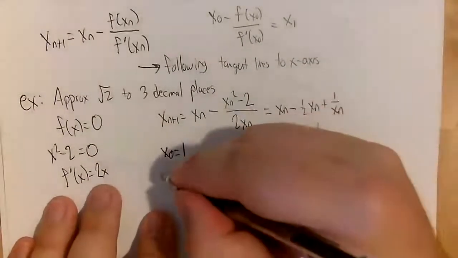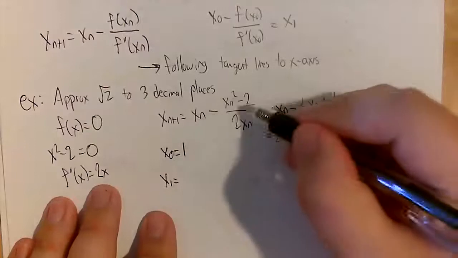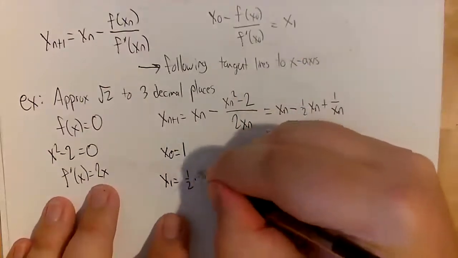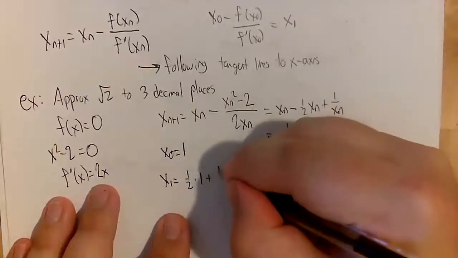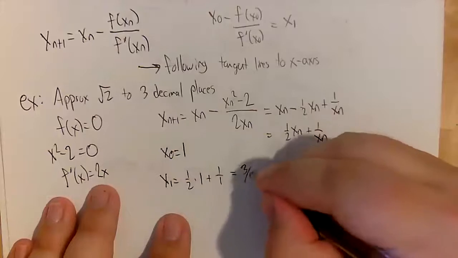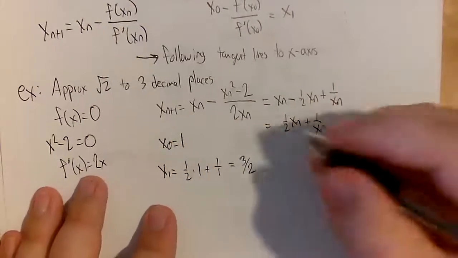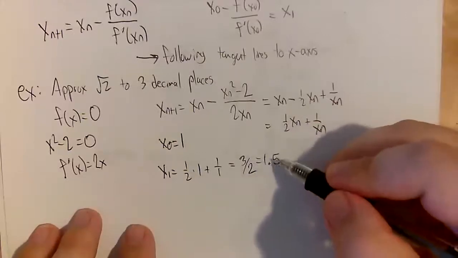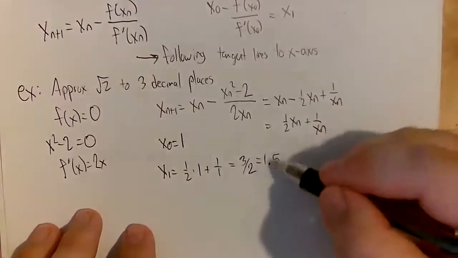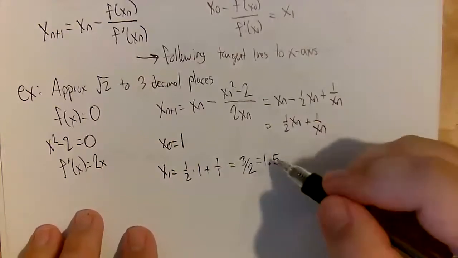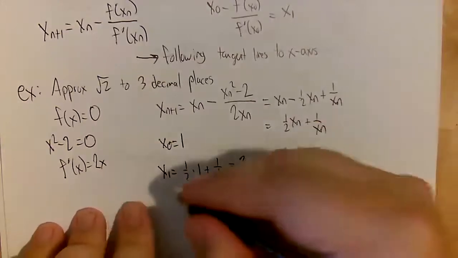All right, so to get my x1, I'm going to plug 1 in for all of these x's, or rather into here. I have 1/2 times 1 plus 1 over 1, which will be 1/2 plus 1, giving us 3/2, or 1.5. All right, so this is our first approximation, but unfortunately not even the first decimal is right. We know that the square root of 2 is 1.4, so we definitely need to go further.